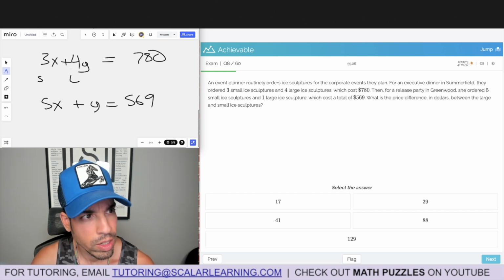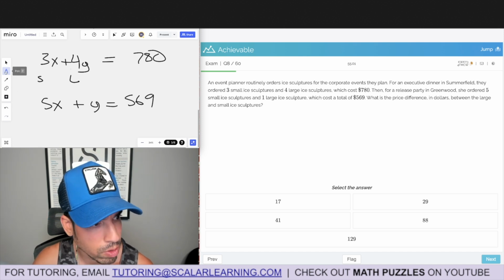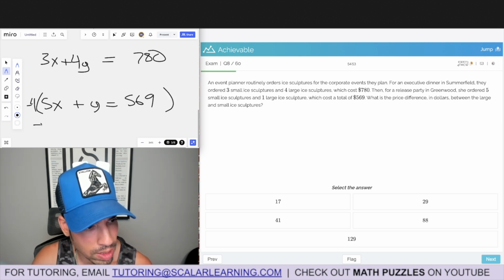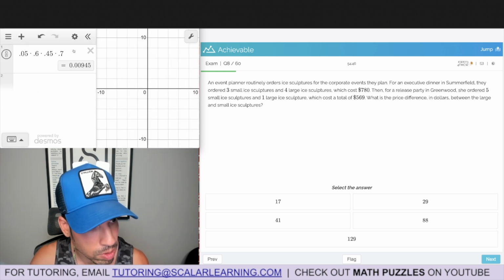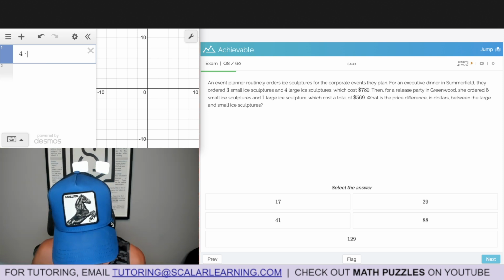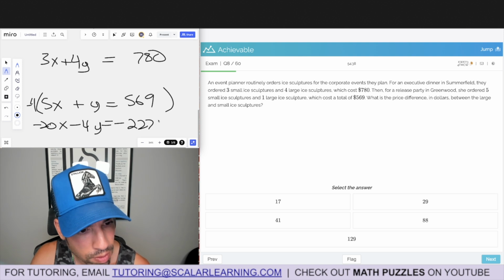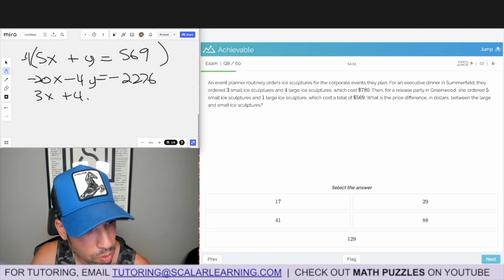Okay. We can do this in the calculator, or let's just solve. I don't even need to remember what small and large is. We're going to use elimination. So I'm going to multiply by -4, and then we get -20x minus 4y equals negative, let me do 4 times 569 just to be safe, which is 2276. And then I'm going to add it to the 3x plus 4y equals 780. We lined up the y, so they cancel out.